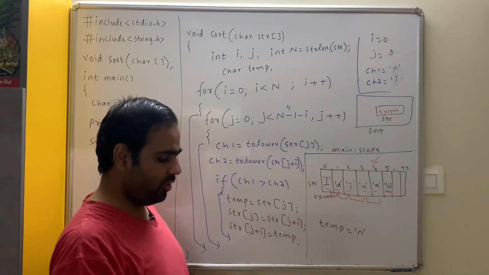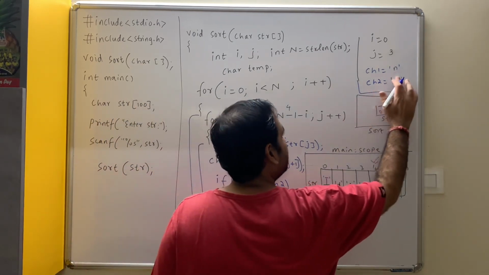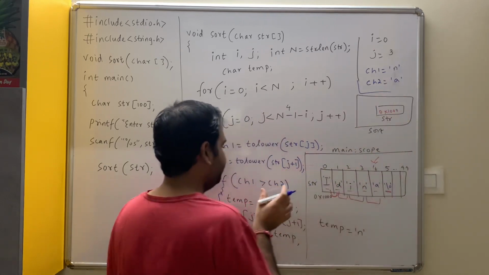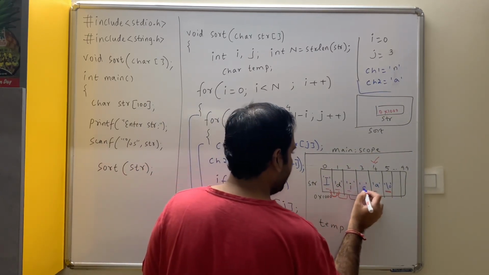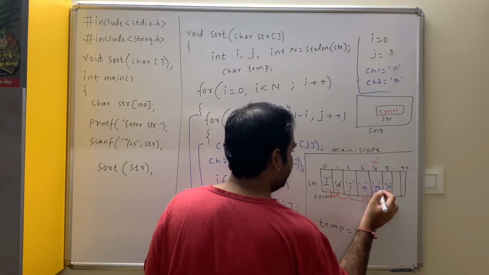Now tolower of n is n, tolower of a is a. n is greater than a? Yes. You swap these two. a will be here and n will be here.